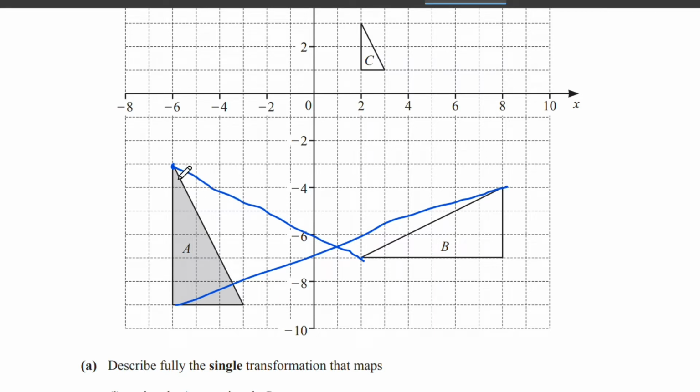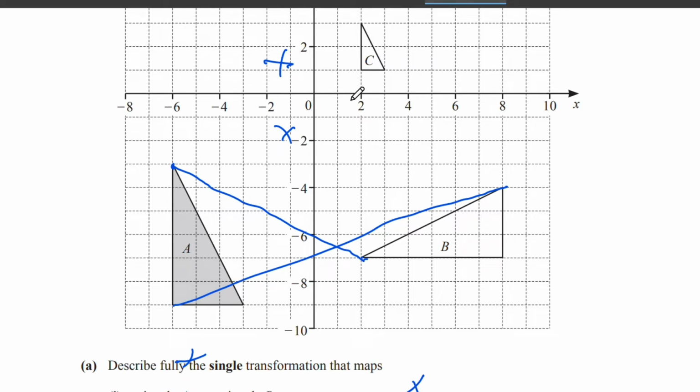Now we have to find the perpendicular bisector of these two lines. The point of intersection of the perpendicular bisectors will give you the point of rotation. So put your compass needle over here, draw two arcs, put your compass needle over here, draw this arc. And for this line, put the compass needle over here, draw an arc, put the compass needle over here, draw an arc. I am drawing it by rough diagram, so please don't mind that.